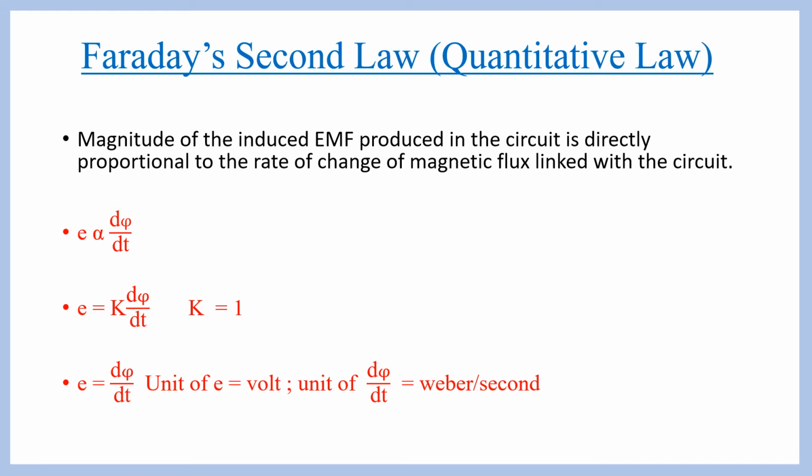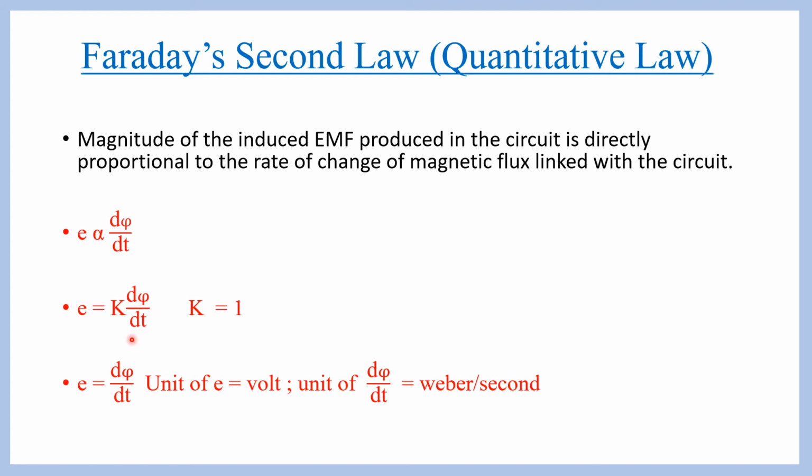If we represent phi as the flux linked with the circuit, then the rate of change of flux can be represented as d phi by dt. So you will write it as E is proportional to d phi by dt. EMF produced in the circuit is represented as E, and it is proportional to d phi by dt. Now, if you substitute the proportionality sign by an equal to sign, we have to multiply this by a constant k. So you will get the expression E is equal to k into d phi by dt.